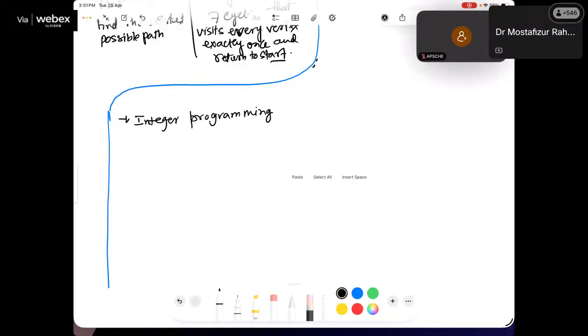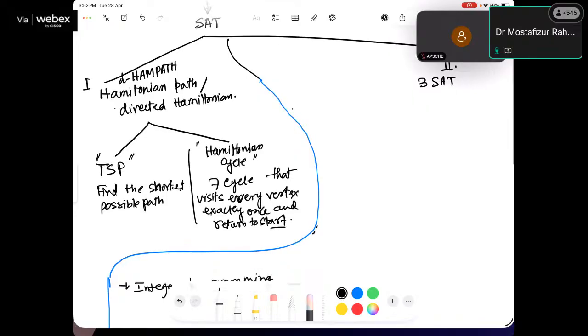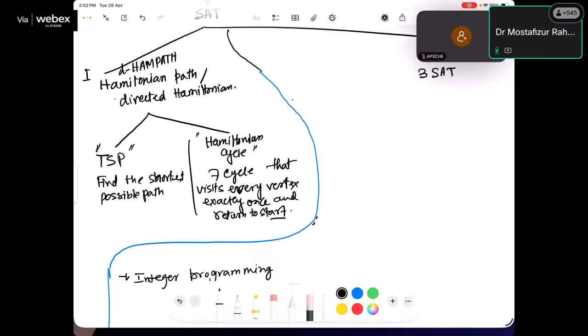No, I divided Hamiltonian path and Hamiltonian cycle. Hamiltonian path is a broad category, okay? Within the Hamiltonian path problem, every path may not be a cycle, right? There is a specific definition of what a cycle is in graph theory. So for the cycle problem, there is a specific category called the Hamiltonian cycle problem, which is different. And there is something called the TSP, the traveling salesman problem, within the Hamiltonian path problem.